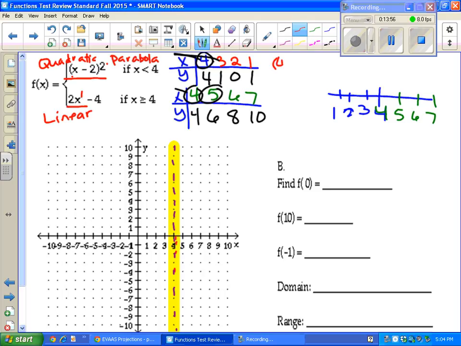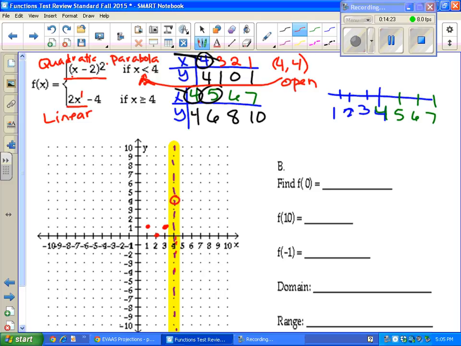I'm going to start with (4, 4), and notice that that point's on my line. Do I need to use an open circle or a closed circle at (4, 4)? Okay, it does not have an equals, so I need an open circle at (4, 4). So I'm going to come to (4, 4), open circle. Now, (3, 1), (2, 0), (1, 1).